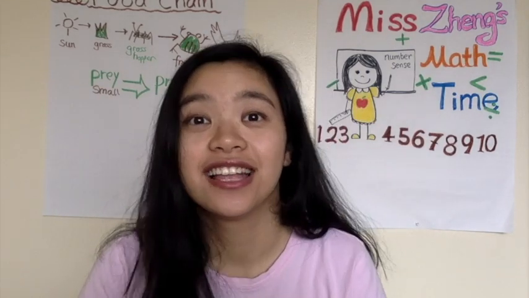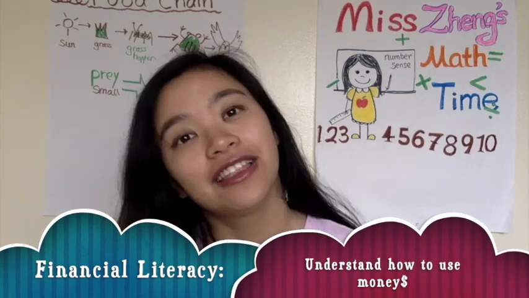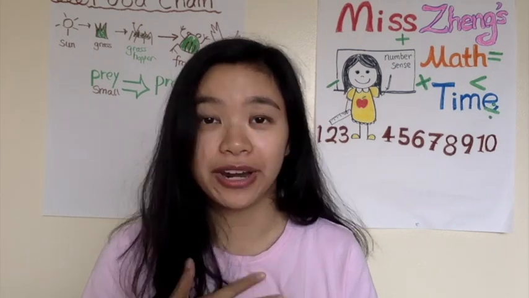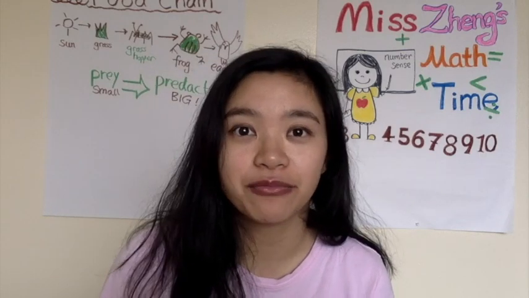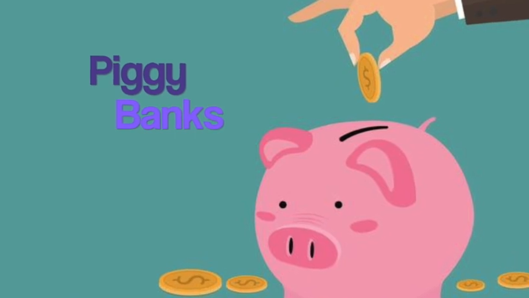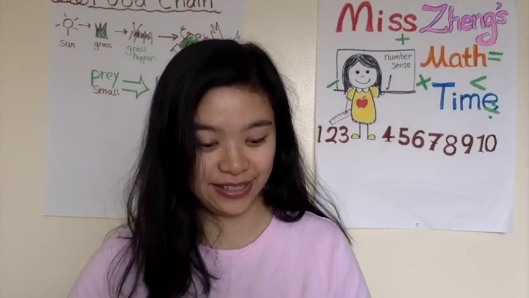This week, we're going to dive into financial literacy, the concept of depositing money and withdrawing money from a bank. Now, when I was a little girl, my parents gave me 2 piggy banks. One for saving up quarters and the other for saving up pennies. I'll find them for you. Here they are.